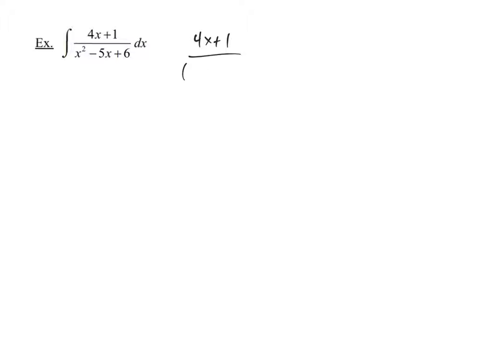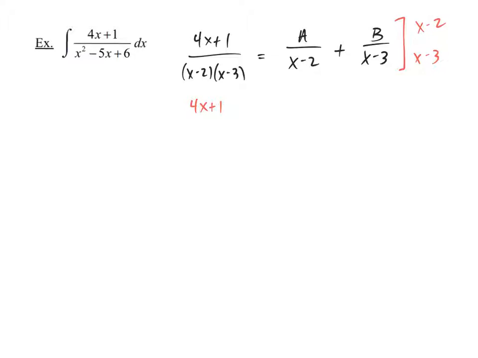I'm going to go ahead and factor my denominator, so that would be x minus 2 and x minus 3. And I'm going to say that that is equal to A over the first factor, x minus 2, plus B over the second factor, x minus 3. I'm then going to multiply the entire equation by both denominators, x minus 2 and x minus 3. And that's going to leave me with 4x plus 1, and I'm going to do this in black, is equal to A times x minus 3 plus B times x minus 2.